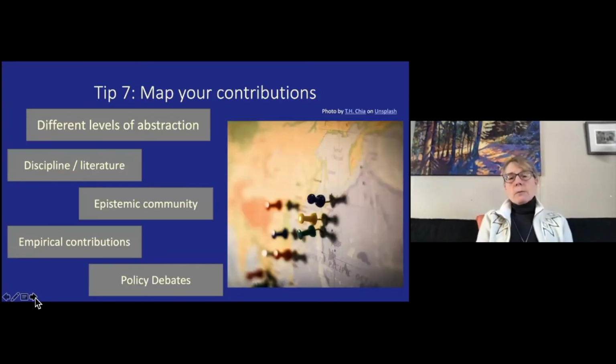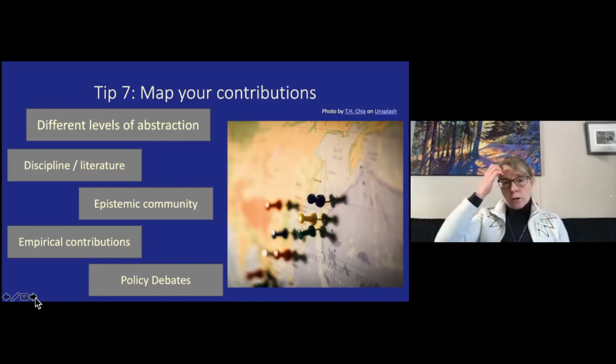So finally, tip number 7, we're still on mapping. Map your contributions. So think about, again, in this process of mapping the article and mapping your main points, you also want to map it onto the wider literature and the wider conversation that you want to have. Now, when you do this, you want to think about different levels of abstraction. So at the most abstract level, you're going to be speaking to your discipline or maybe a wider literature. How does what you're doing contribute and add to what has gone on before?